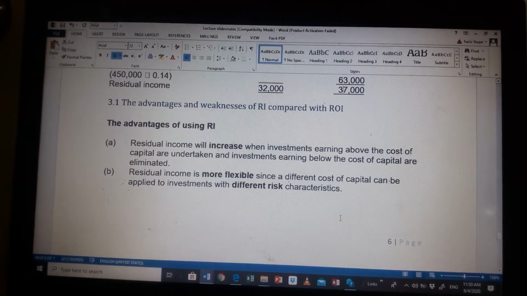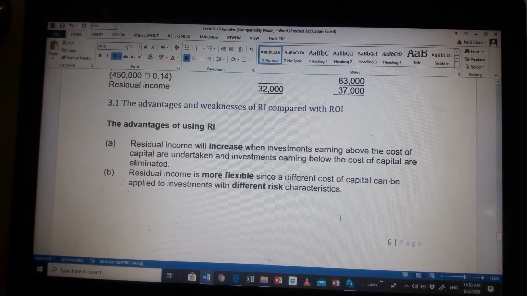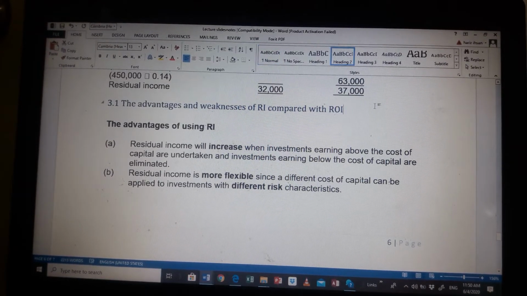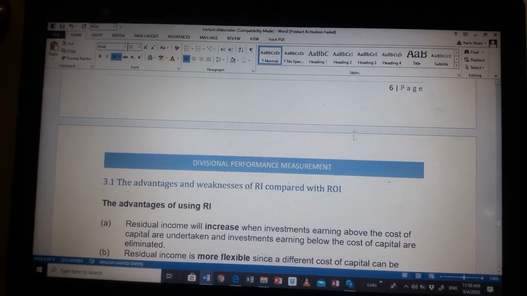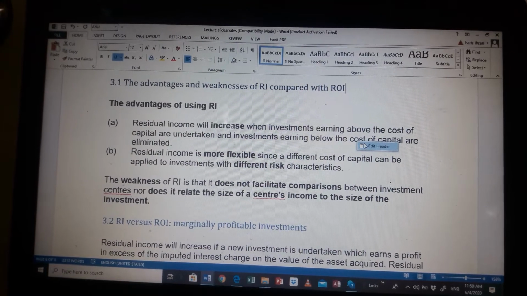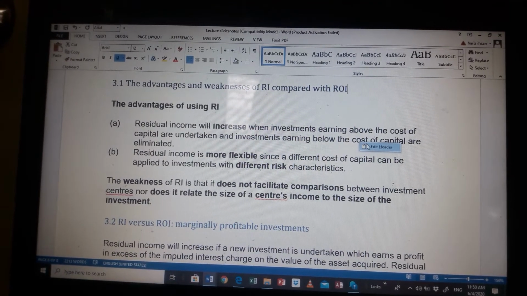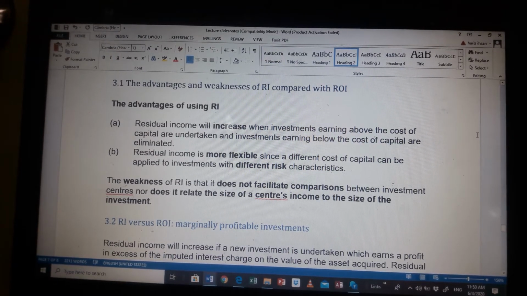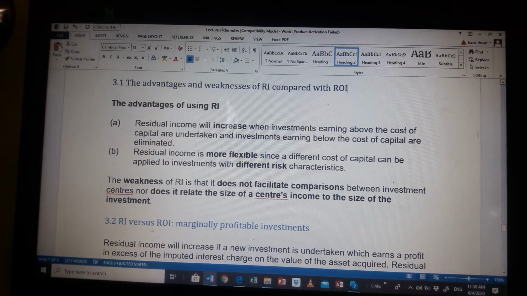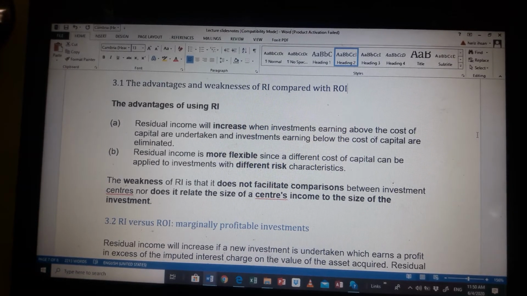So the advantages and weaknesses of residual income compared to ROI. Now we actually have to understand the advantages and disadvantages of residual income. The advantage of residual income is that it will increase when investments earning above the cost of capital are undertaken, and investments earning below the cost of capital are eliminated. So residual income is more flexible since a different cost of capital can be applied to investments with different risks. Therefore, we can always use a different COC, we can always use a different WACC, we can always calculate a new one to cater to the amount of risk that we are embarking on with the new investment.